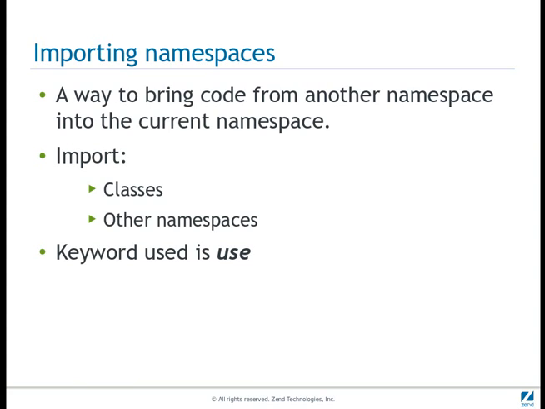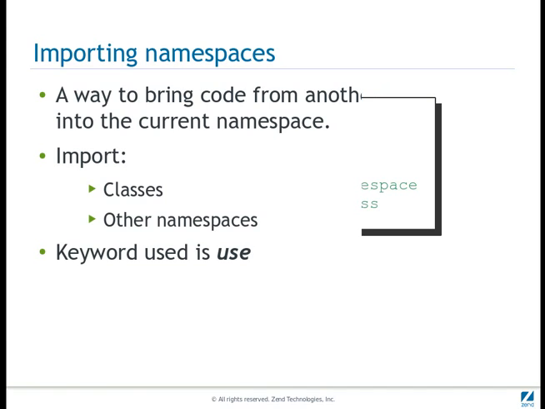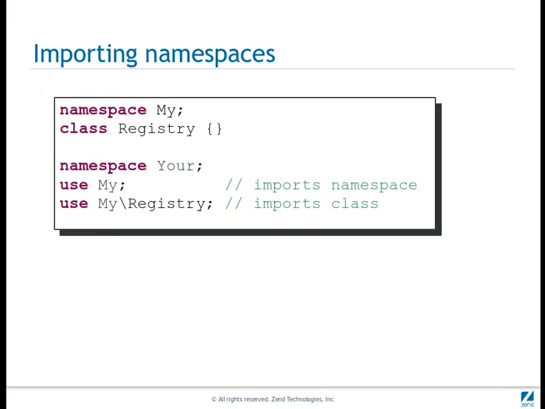Now I mentioned before that when you're referring to namespace code from another namespace, it really looks pretty ugly and it really looks no different than what we've seen in 5.2 and previous. Where it becomes really interesting though is when you import namespaces. Importing is simply a way to bring code from another namespace into the current namespace. You can import classes or you can import other namespaces. You can also import functions, and I believe constants as well, but typically what you'll see are importing classes and namespaces. Importing uses the keyword use. As an example here, we have a namespace my with a class of Registry. In namespace your, you can use my, which is going to import the namespace, or you can use my Registry to import the class. Very easy.